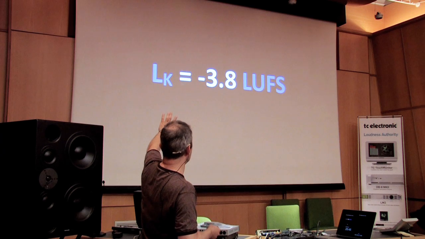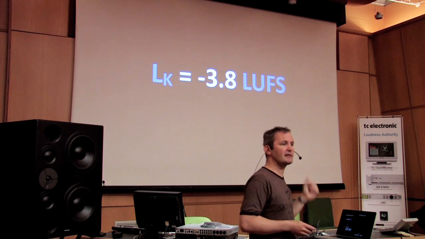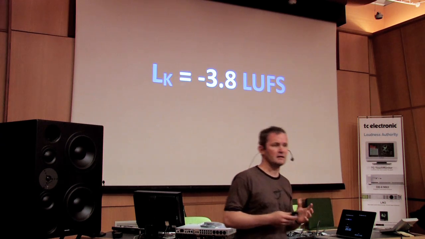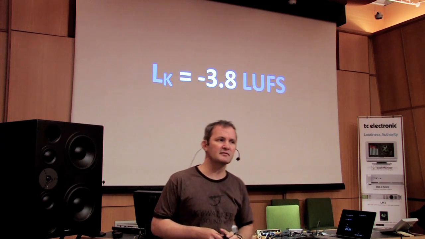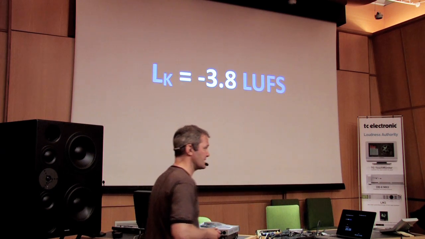So this would be it. LK is, for instance, minus 3.8 LUFS. And that's the average level of the Metallica CD. So that's the record holder. Minus 3.8 is really loud, as Thomas has demonstrated also yesterday.